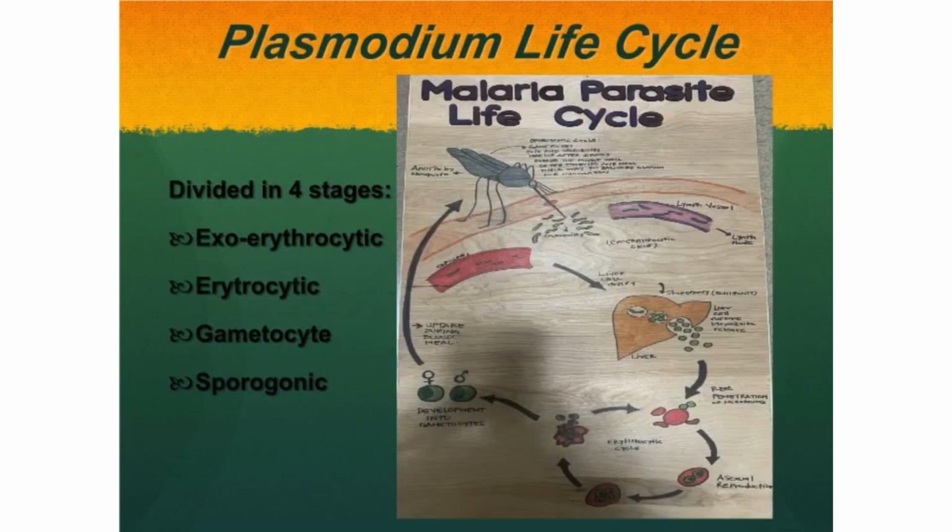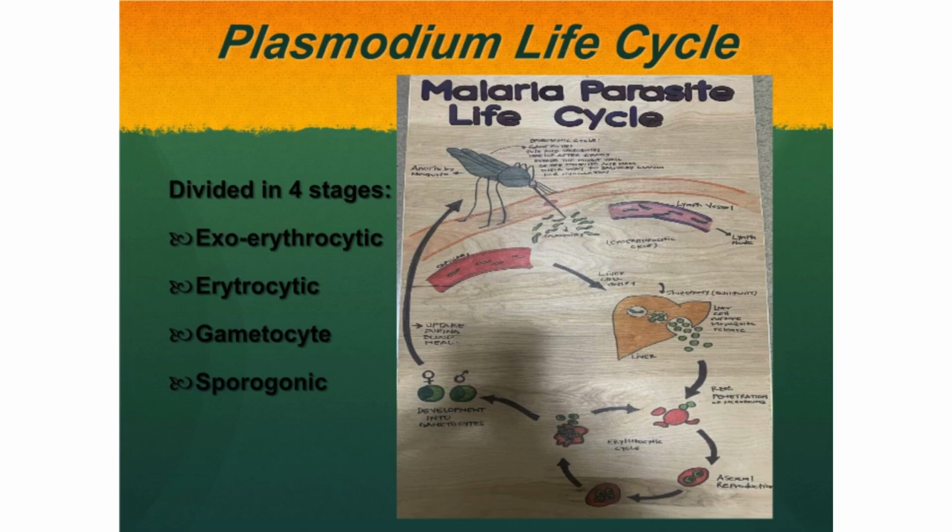The life cycle of the malaria parasite is complex. Plasmodium spends part of its life cycle in a human host and the other part in a mosquito. In the human host, the Plasmodium life cycle begins when an infected female Anopheles mosquito injects the parasite into a human's skin during a blood meal. The parasite then moves through the bloodstream, where it invades liver cells. This is the exoerythrocytic phase.